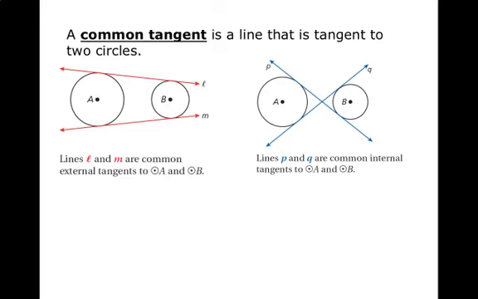You also have common tangents with circles. A common tangent is a line that is tangent to two different circles. So the two diagrams here, the ones in red, those are common external tangents because you notice they stay outside of the two circles. The blue ones are common internal tangents. Notice the blue lines go in between the two circles. Therefore, they are internal tangents.